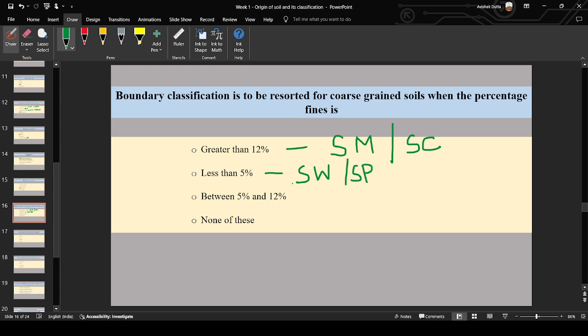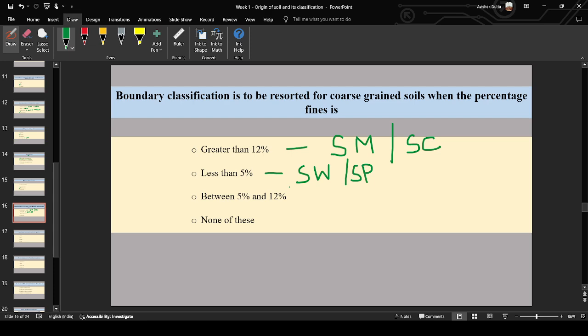So in that case, we go by the gradation of soil, well graded or poorly graded. If it is sandy soil, well graded, it is SW; sandy soil, poorly graded or gap graded, it is SP. Okay.